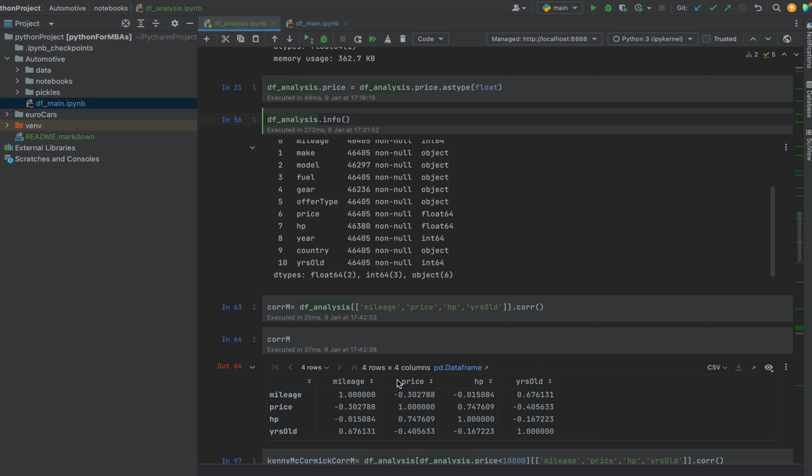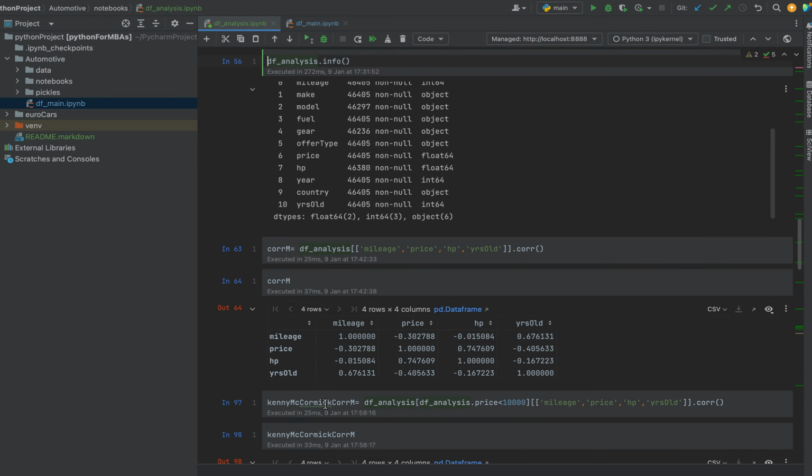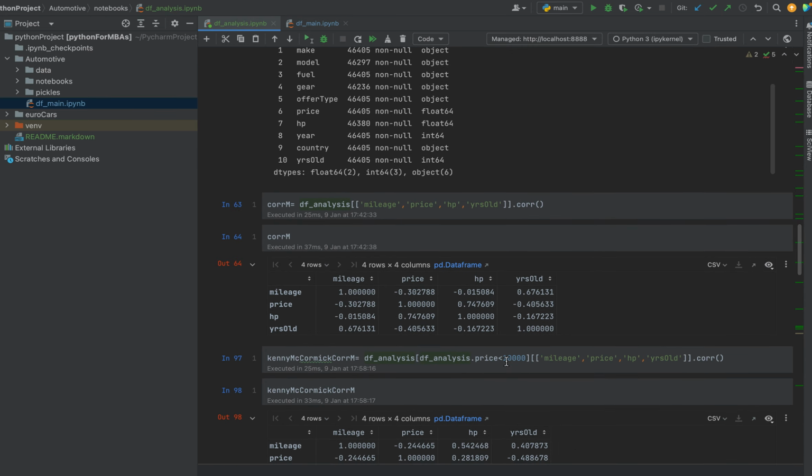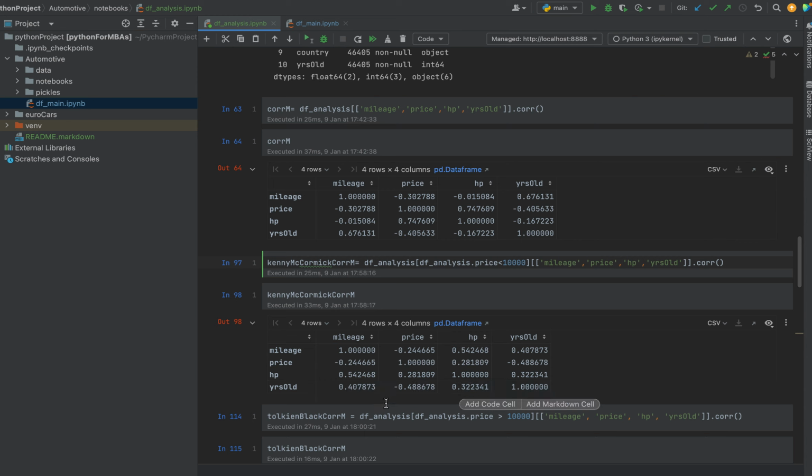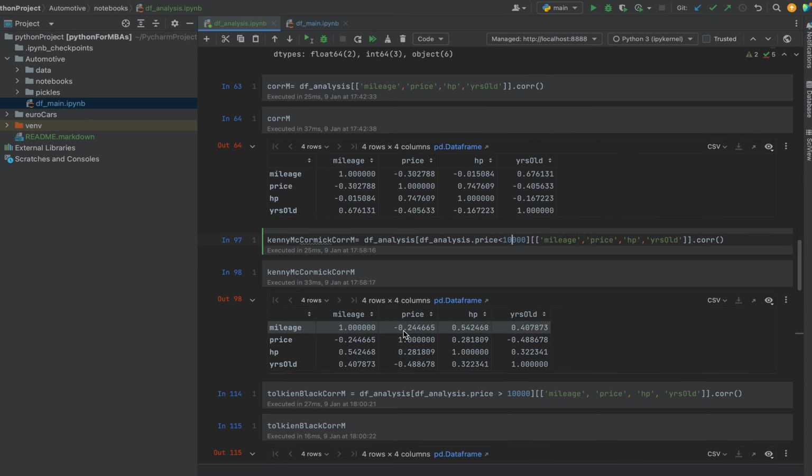And I tried to break it down a little bit to see, okay, what if we filter out to cars that are less than 10,000 euros? Well, right there we see there's almost no correlation. There's a very, very weak one with horsepower. So it seems like when people don't have that much money to spend on a car, they don't really care how fast it is or how much power it has. And how old it is seems to make a little bit more of a difference than before.